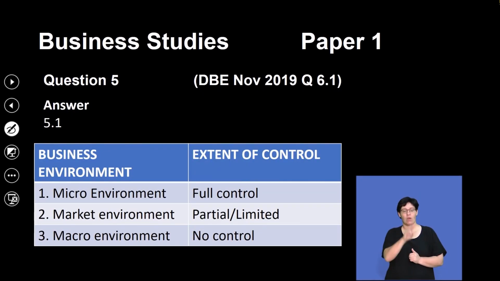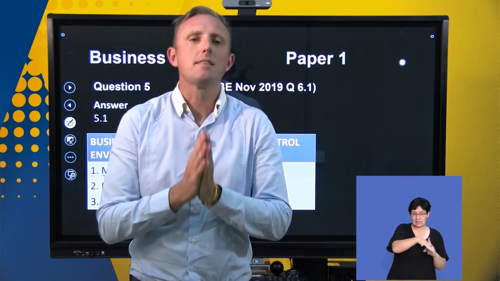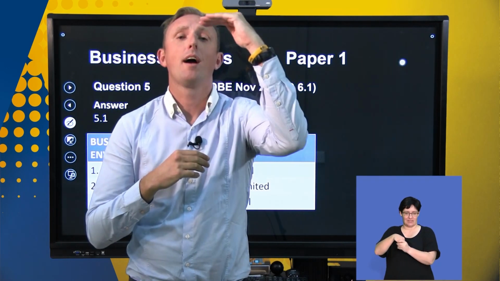So if we look, the first environment is the microenvironment. So the microenvironment is the business itself. Now, you'll see with the answer behind me, it has to do with the micro, market, and macro environment, where a lot of people get confused between the different sectors of the economy, whereby you have the primary sector, you have the secondary sector, and you have the tertiary sector.